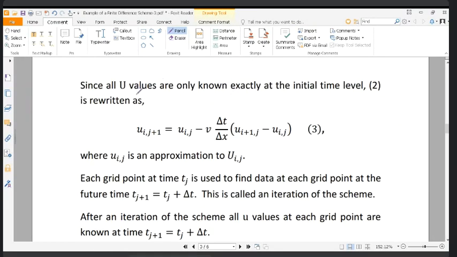Since all u values are known exactly at the initial time level, why do we have the exact solution at the initial time level? Can you describe it? Why is the value of u at the initial time exact? It's not approximate. The value of u at the initial time is exact.